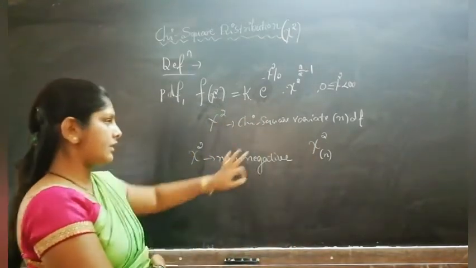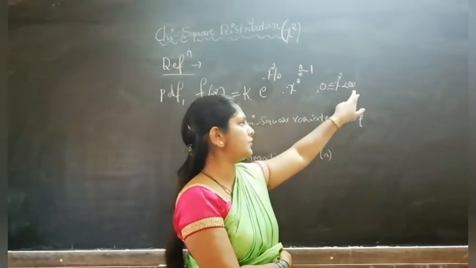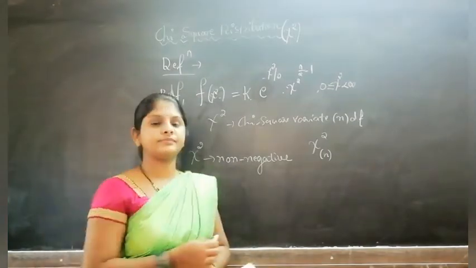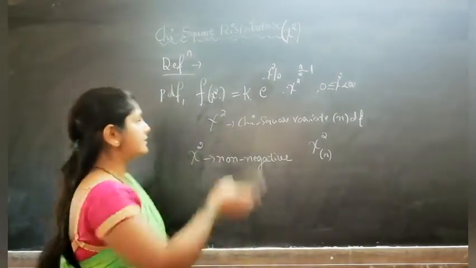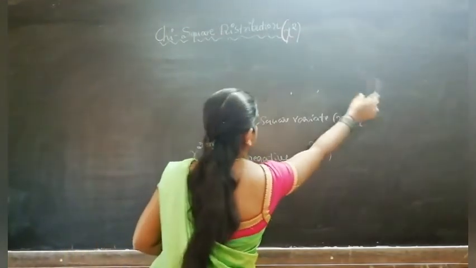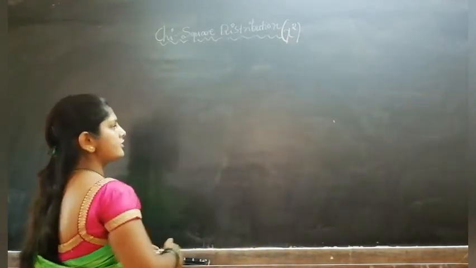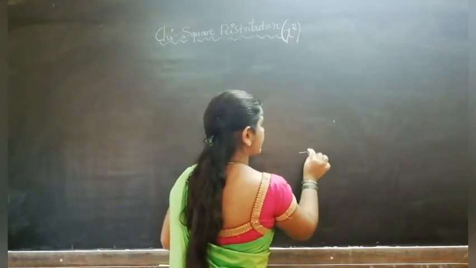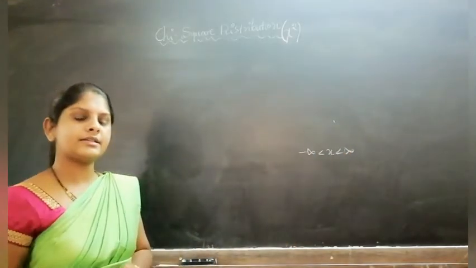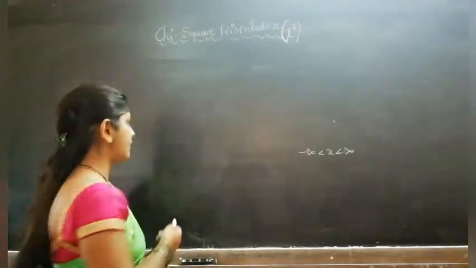So what is the range of chi-square? It is from 0 to infinity and it takes only non-negative values. But I said this chi-square distribution is derived from the normal distribution, correct? So what is the range of the normal distribution? The range of the normal distribution is from minus infinity to plus infinity. Then how is the range of chi-square 0 to infinity? How is it?